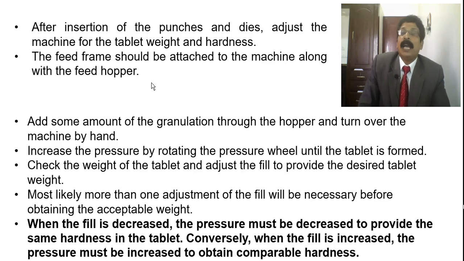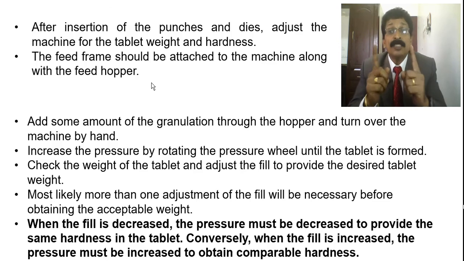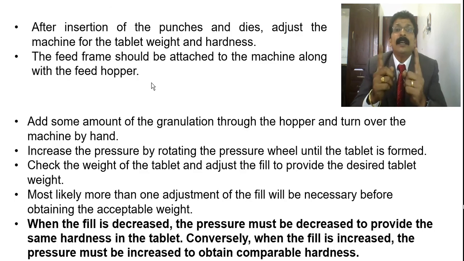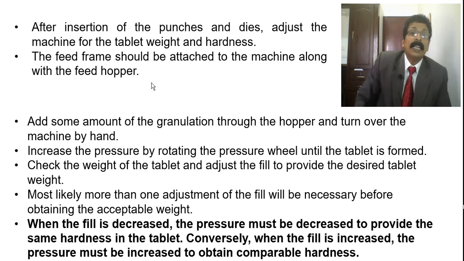So you just remember the procedure, how you fixed. First you fixed the die, and second you fixed what? The lower punch, and third you fixed the upper punch, and then you fixed the feed frame, and then you fixed the hopper. Understand? This is the procedure. So you should remember that and increase the pressure now by rotating the pressure wheel until the tablet is formed.